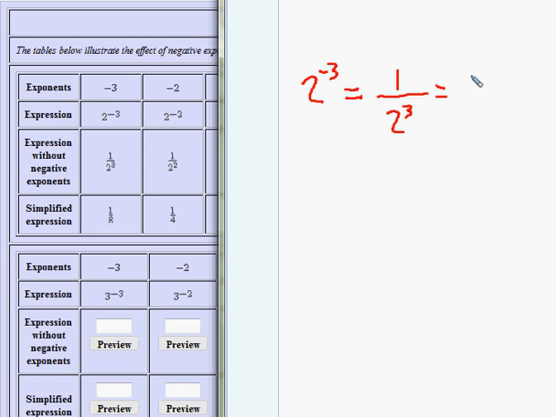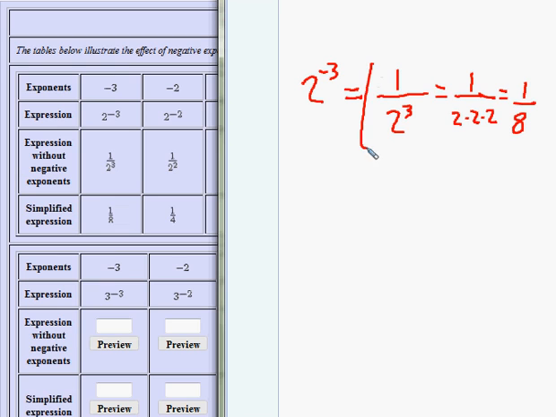So we'd have 1 over, and then 2 cubed means 2 times 2 times 2. And if you multiply that out as we did before in the video, you'd get 1/8. So we have the answer to two different segments over here. The first question would be, write the expression without negative exponents. So we did that.